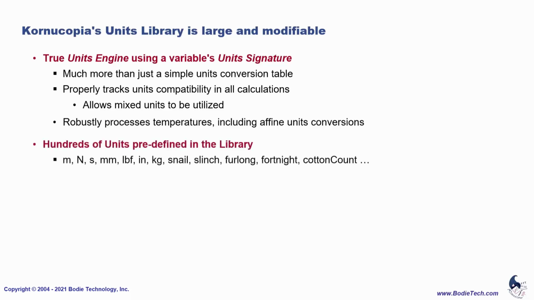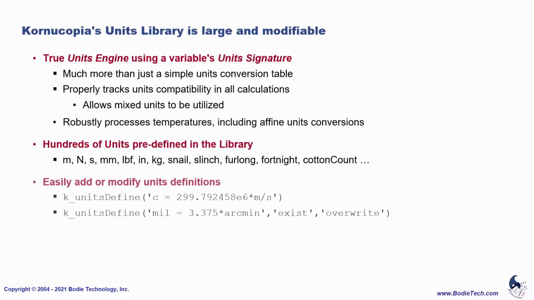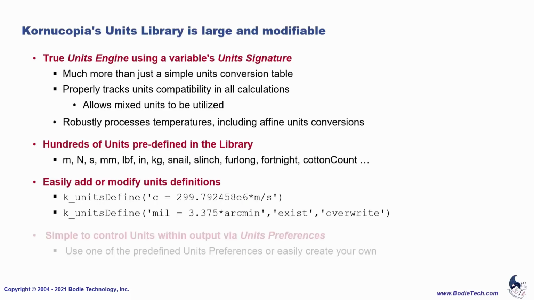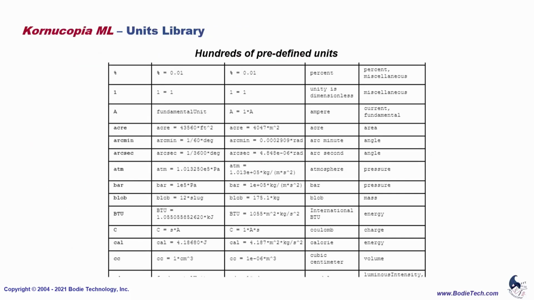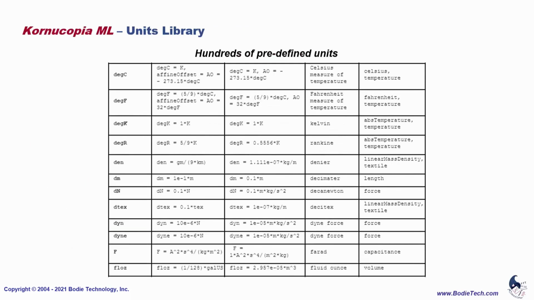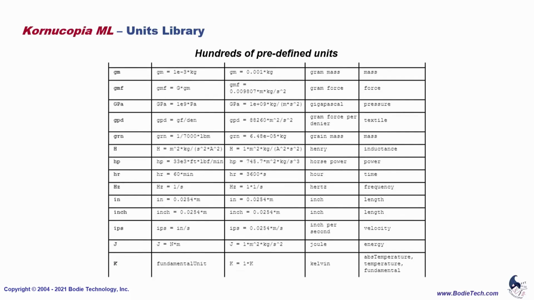The library has hundreds of units predefined. Typical ones like meters, newtons, seconds, and such, and some more odd ones such as slinch, furlong, fortnight, or cotton count. You can easily add or modify units in the library using simple function definitions like these. And it's simple to control the units in your output via unit preferences, where you can use either predefined unit preferences or easily create your own. Here is a video showing a few of the units in the library, where literally hundreds of predefined units exist.